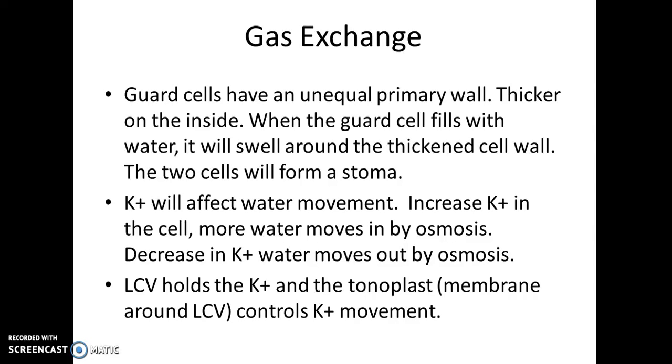And the tonoplast, which is the membrane around the large central vacuole, will control the movement of the potassium into the guard cell or back into the large central vacuole. If the potassium moves from the large central vacuole into the guard cell, into the cytoplasm, water moves in. When the potassium moves out of the cytoplasm back into the large central vacuole, water moves out.